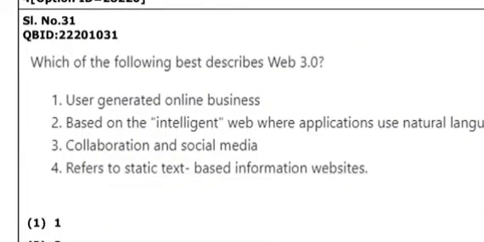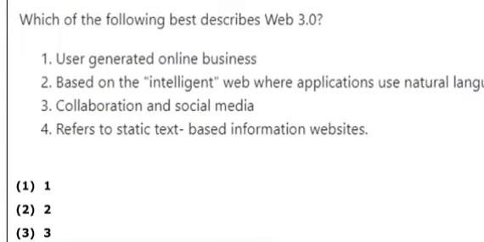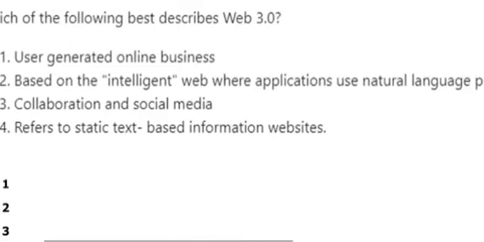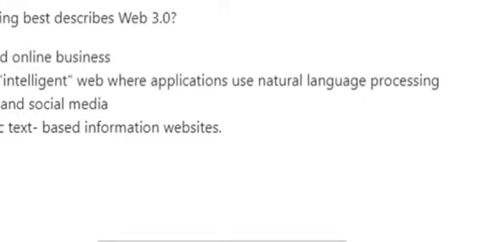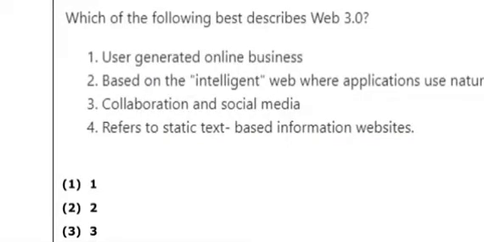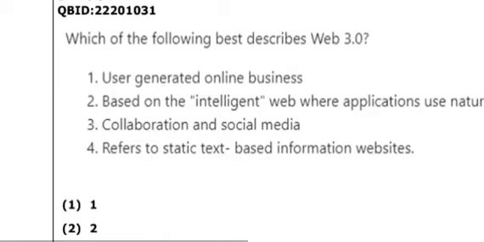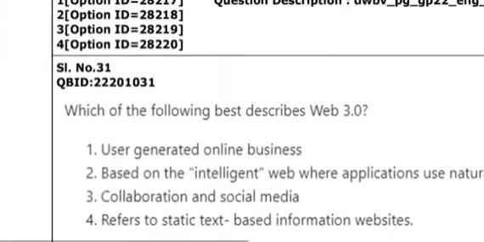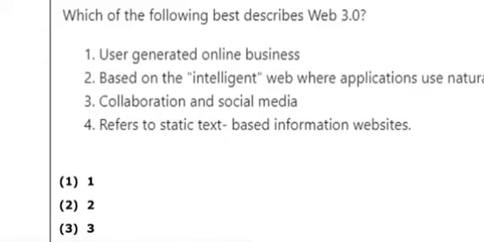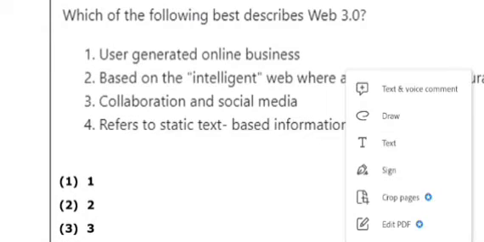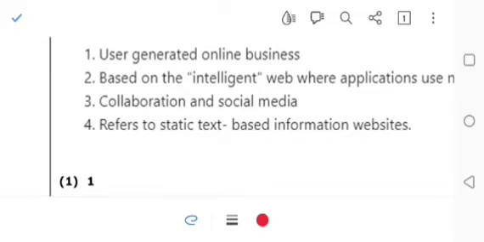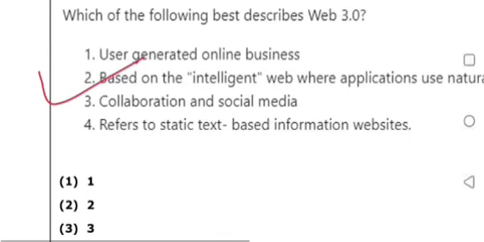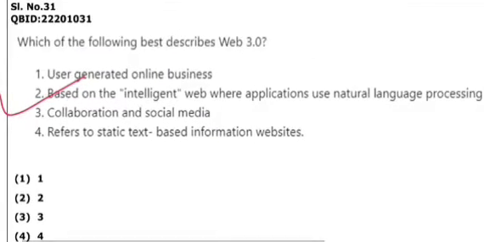31. Which of the following best describes Web 3.0? User generated online business, based on the intelligent web where applications use natural language processing, collaboration and social media, reference to static text based information website. Number 31 will be number B, based on intelligent web where applications use natural language processing.